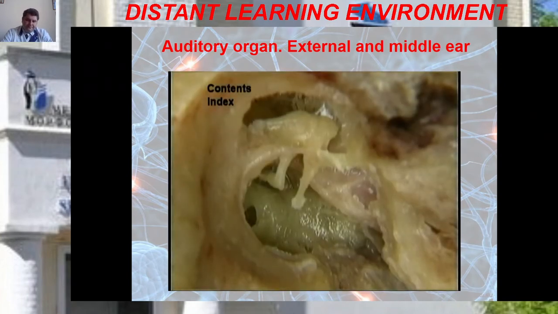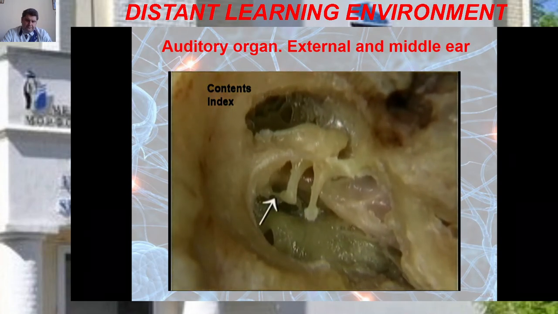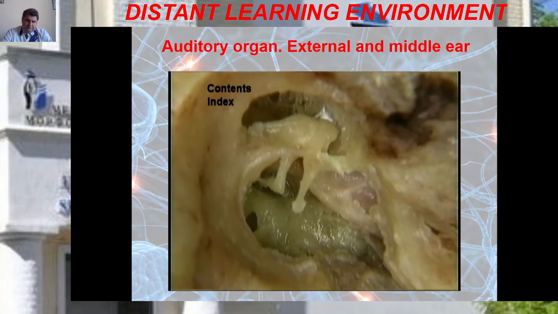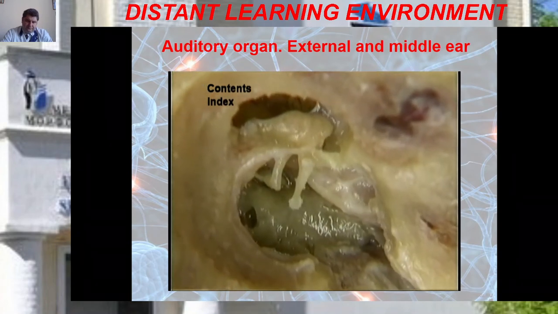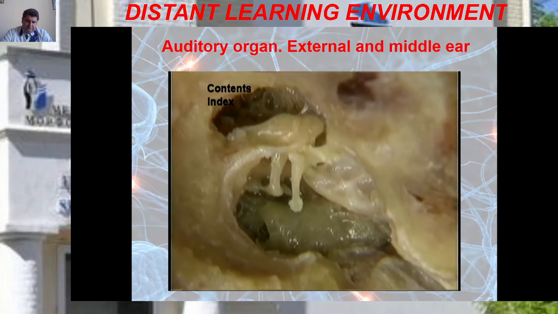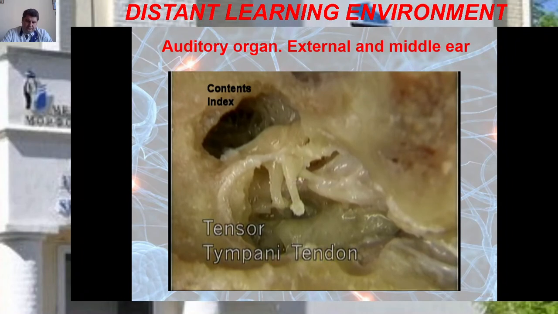Movement of the stapes is restrained by the action of the stapedius muscle. Movement of the malleus is restrained in a similar way by a second small muscle, the tensor tympani. Here's the tendon of the tensor tympani.